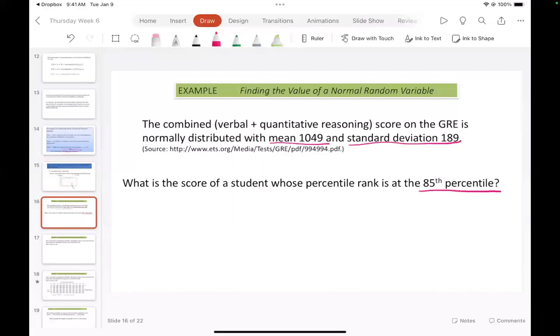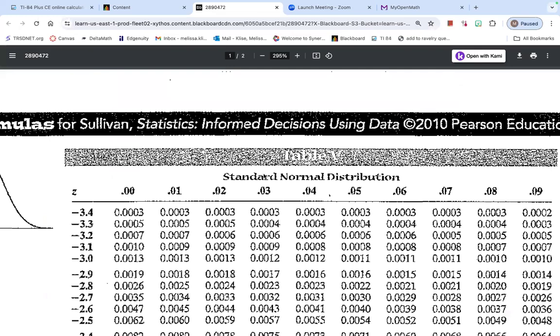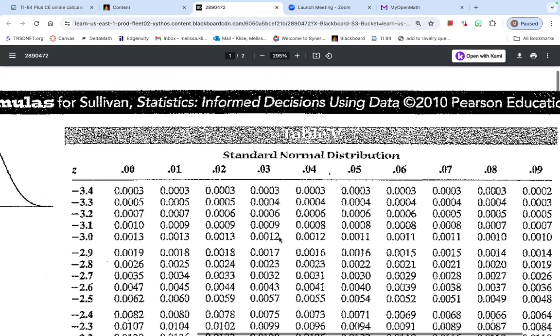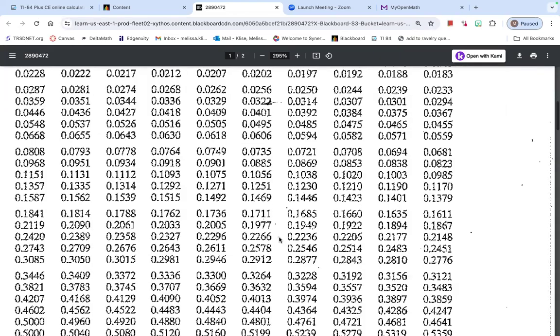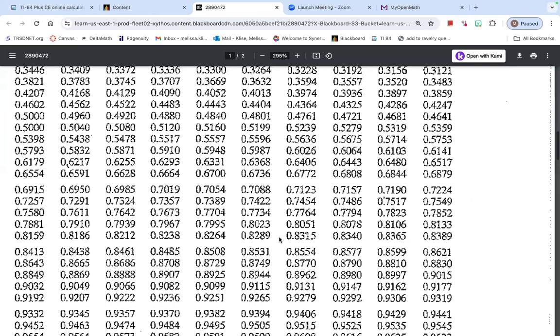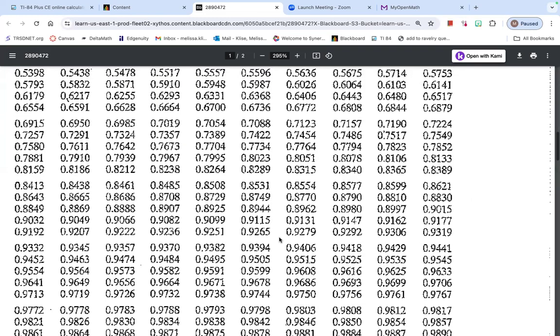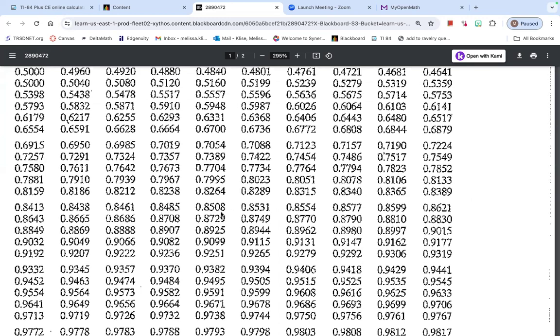All right. So I'm going to go to my Z table. Okay, 85th percentile. This is not the most efficient way to do this, trust me. I'm looking in this vast sea of Z table to find the closest value to 85. This right here, 0.8508, that is the closest value to 85.